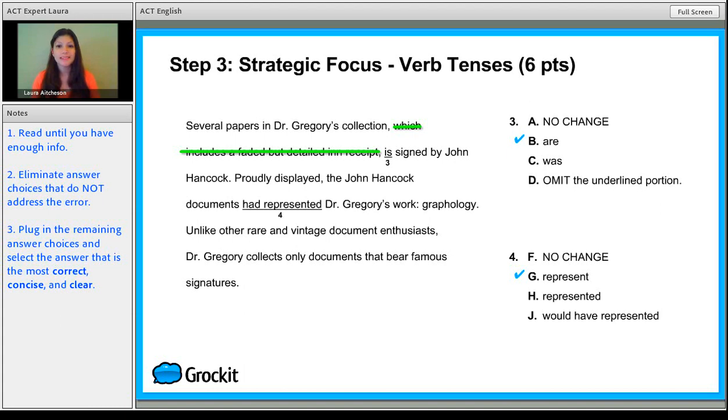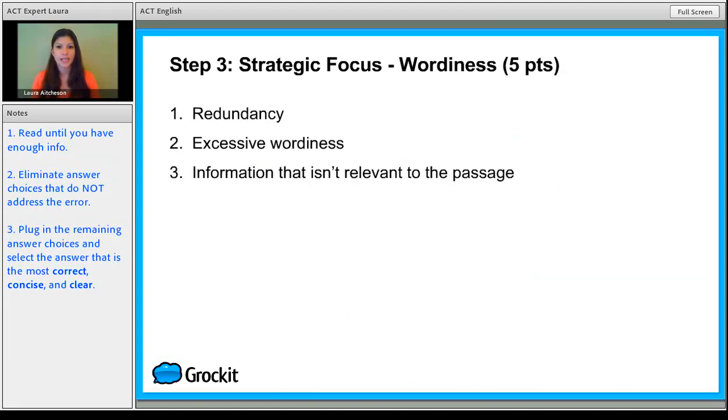So verb tenses actually just take a little bit of practice. They're not going to try to throw anything at you that's really strange. They are trying to test whether you can peer review and if you can pick out verb tense issues. These are really fun because you can generally pick up these 5 points just by going to that shortest answer choice and seeing if it works.